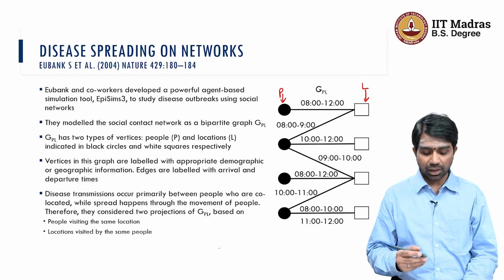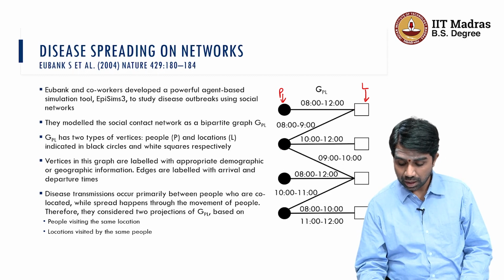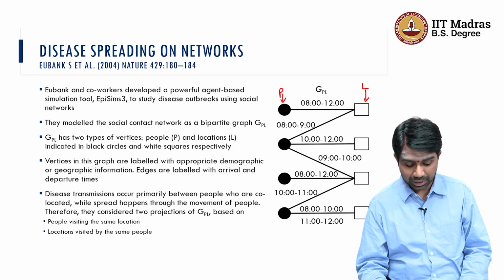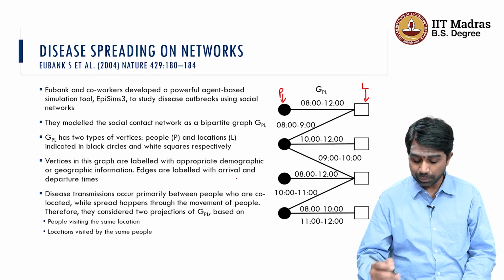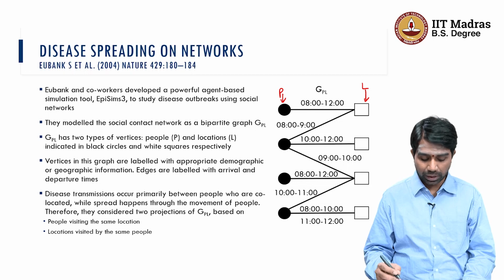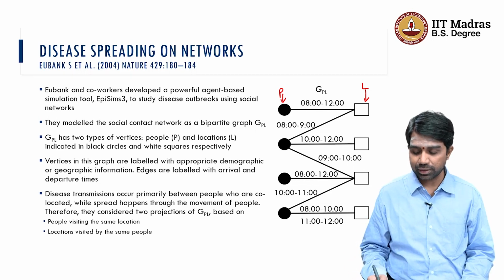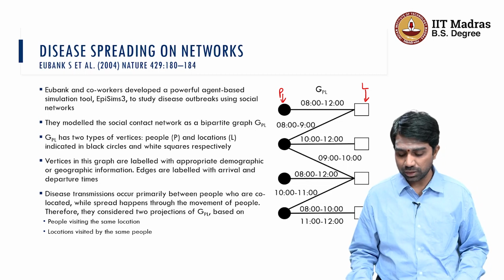And disease transmissions occur primarily between people who are co-located, and the spread really happens when the people start moving around. So they looked at two different projections to make a people network and a location network. Let's see what that is. But let us just quickly understand what this network is.